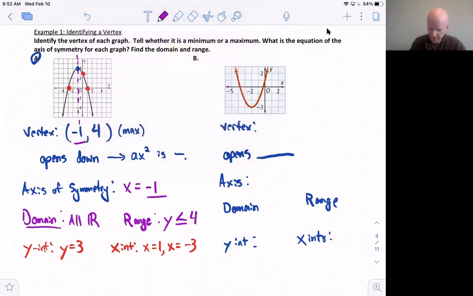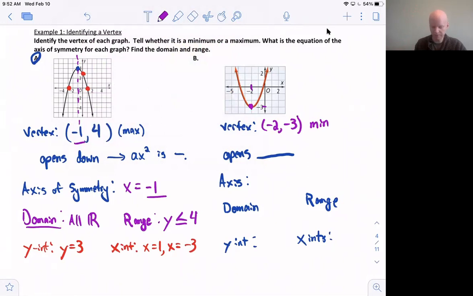Okay, so let's take a look here. So this vertex is this spot on the parabola. That looks like we've got (-2, -3). So we're going left 2 and down 3. Yep, so (-2, -3). Is this parabola a max or a min? Well, it looks like it's the lowest point on a parabola. So I would call this vertex a minimum. So that's the minimum value of the parabola, the lowest the parabola goes.